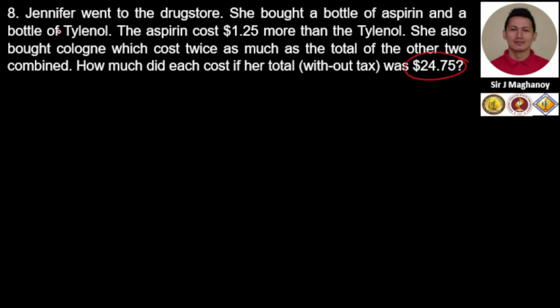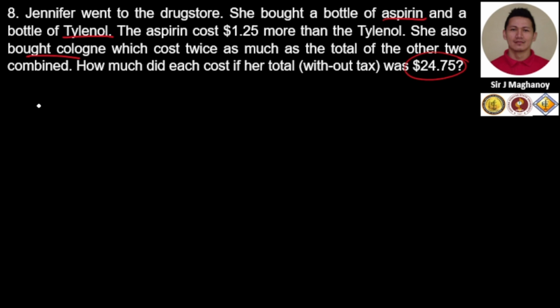So let's determine how many variables we have. We have the bottle of aspirin and the Tylenol; the aspirin statement is only used to formulate our equation. She also bought a cologne. So we have three variables, the aspirin, Tylenol, and the cologne. Of course, then let's formulate our variables. So we have three variables to determine.